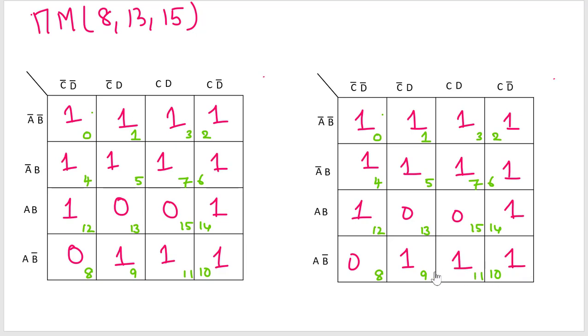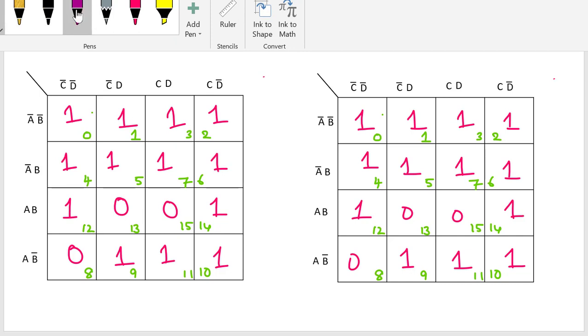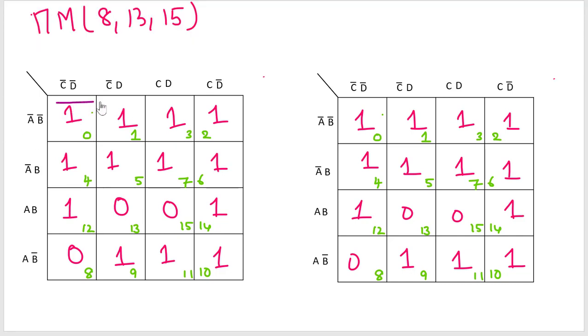We will try to see how to form the pairs, quads and octets. If you look at here, now we have a possibility for the octet as well as quads. So you can form this 8 ones as an octet first, and these 4 ones as a quad.